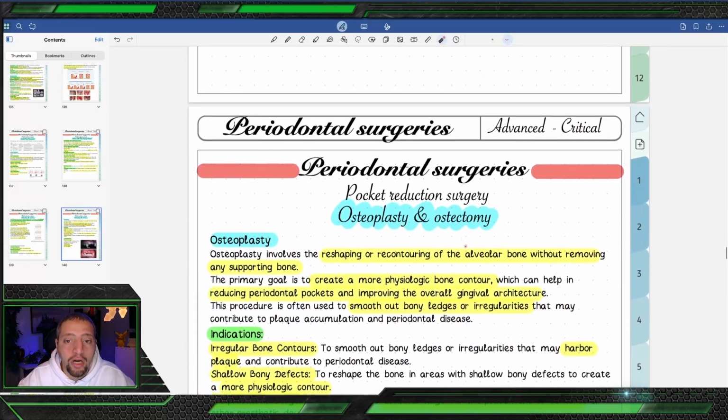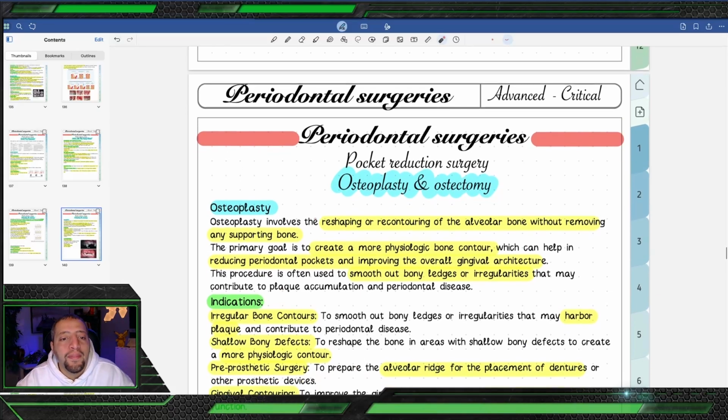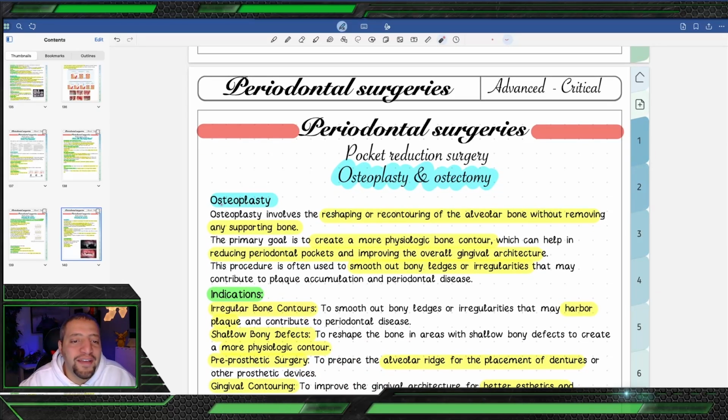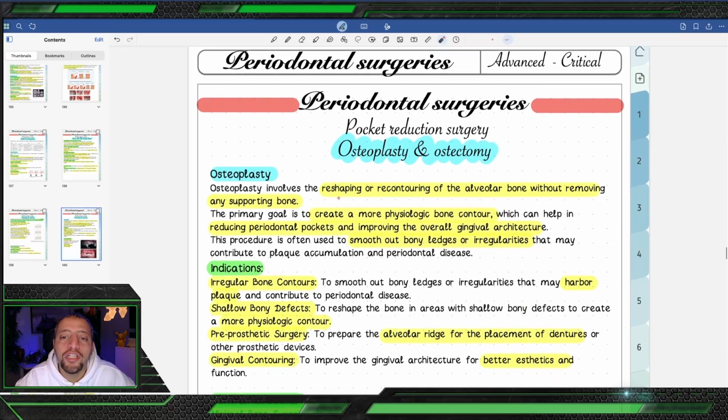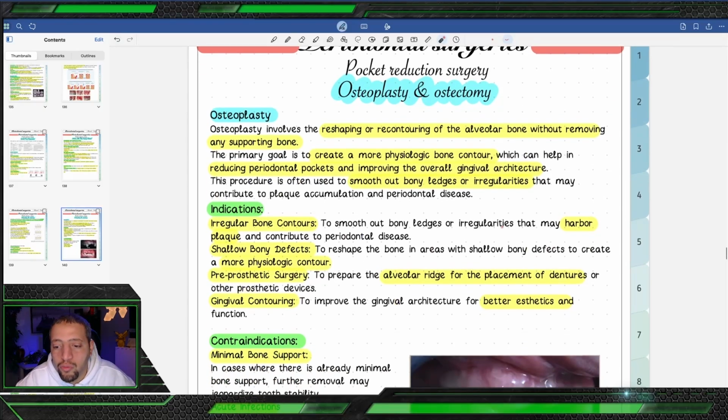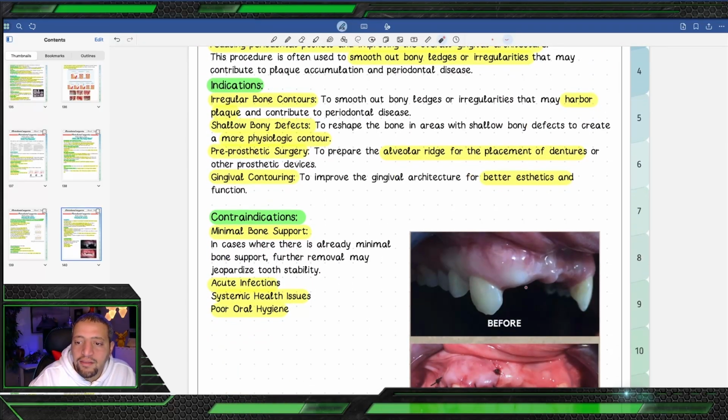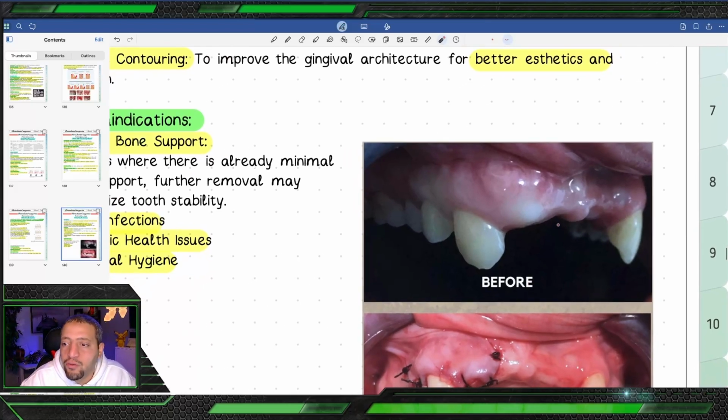So let's see when we're going to do osteoplasty or osteectomy. Osteotomy, like we're going to remove the bone. Osteoplasty is when we want to do reshaping or recontouring of alveolar bone without removing any support bone. So here, no reduction in the vertical dimension, only reduction in the horizontal direction. Either we have bulgy bone in this area and we want to remove it. This is done mainly for the prosthesis. If you would like to give this patient a partial denture and he has this bony prominence, this undercut will compromise the design of your denture.